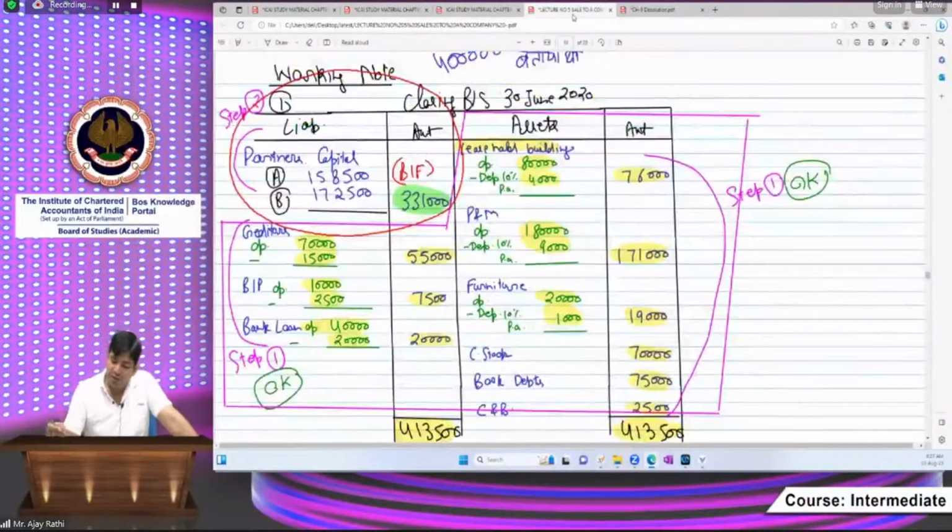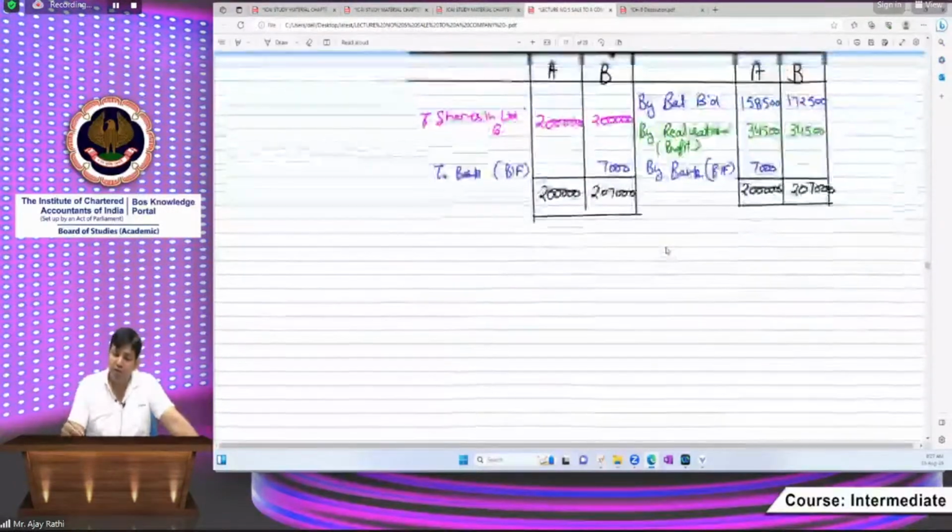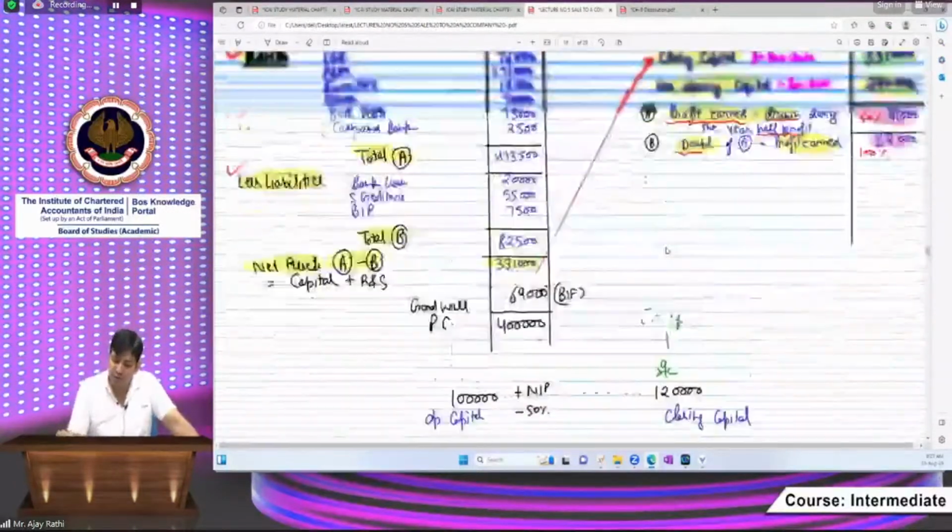Since you have already calculated the assets and liabilities as at 30th June, how will you calculate assets minus liabilities? You will put all the updated figures as at 30th June: 76,000, 1,71,000, 19,000, 70,000, 75,000, 2,500, and you will have the total of 4,13,500. Then you will reduce the creditors, bills payable, and bank loan updated figures. Then you will find 3,31,000 as your net assets. You only have to show it so that you can get the marks for that statement separately.